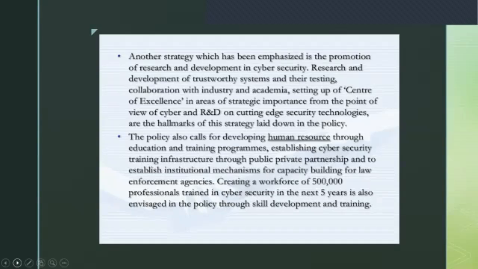The policy also calls for developing human resource through education and training programs, establishing cybersecurity training infrastructure through public-private partnership, and to establish institutional mechanisms for capacity building for law enforcement agencies.